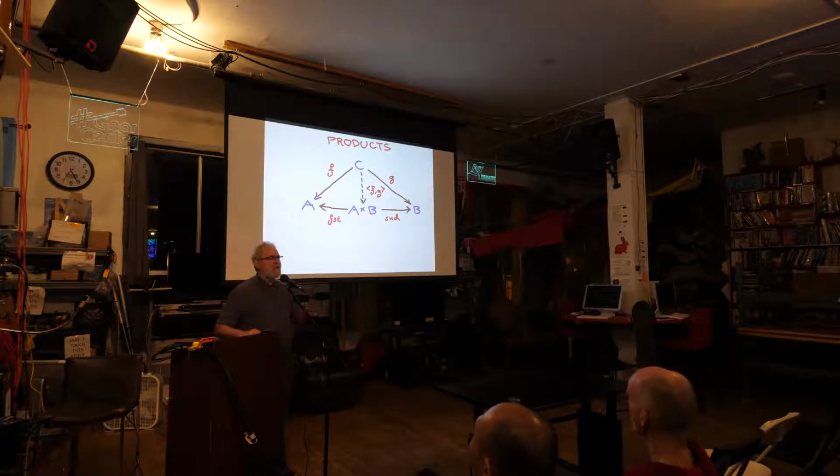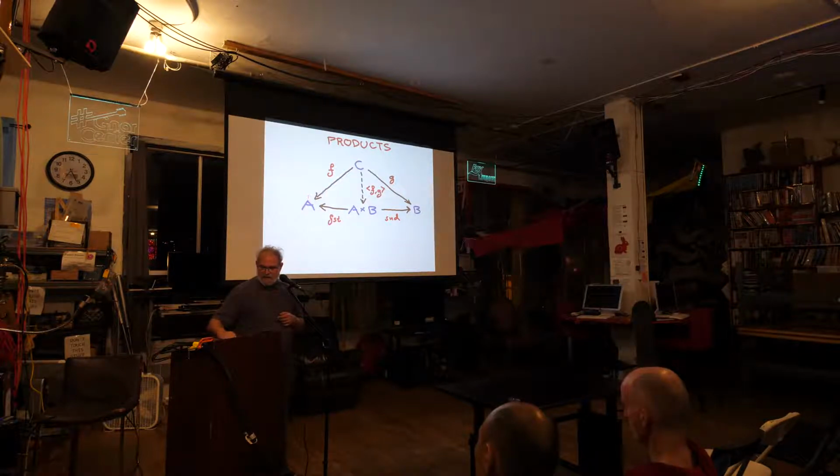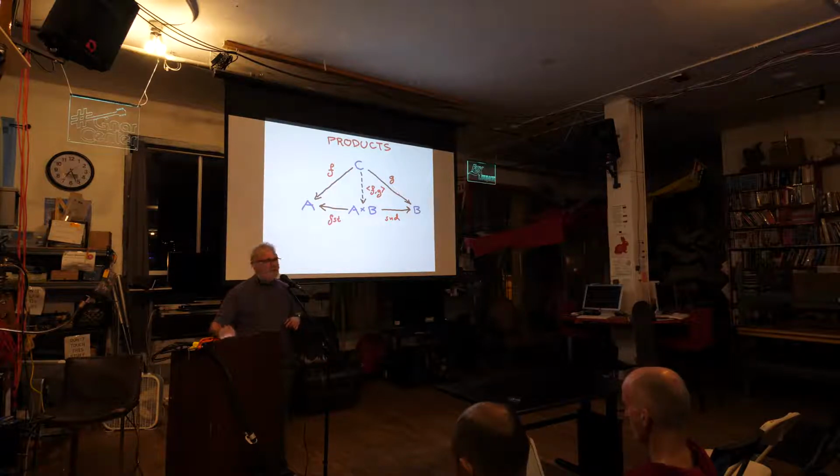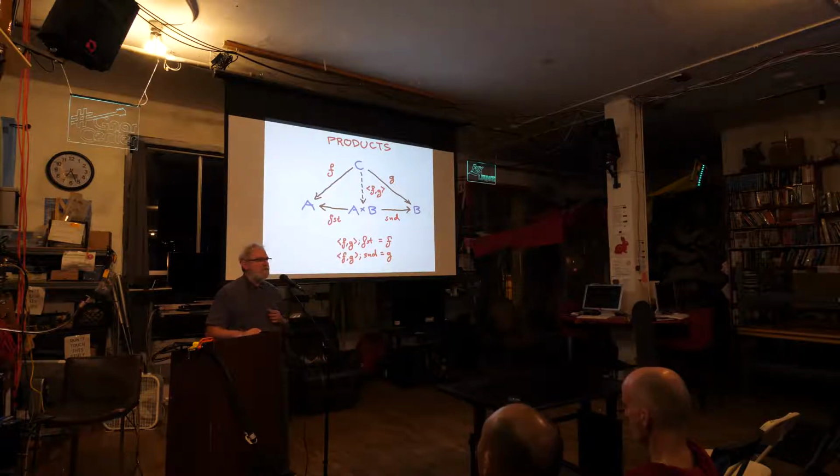And then there's one other thing you need to know about these diagrams. They're called commuting diagrams because if you can get to two places in different ways, they must be equal. So F goes from C to A, but I can also get from C to A by using FG to go from C to A times B, and then using first to go from A times B to A. So this tells me that FG followed by first is the same as F. And the other half of it is telling us that FG followed by second is the same as G. So we can just write those two equations down.